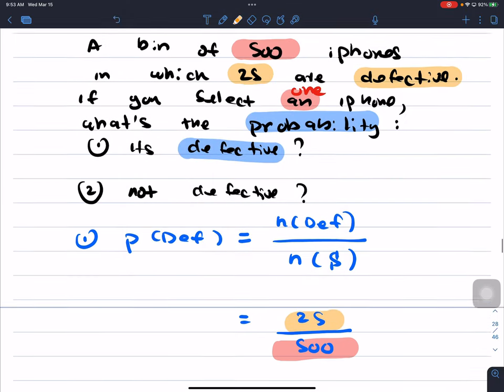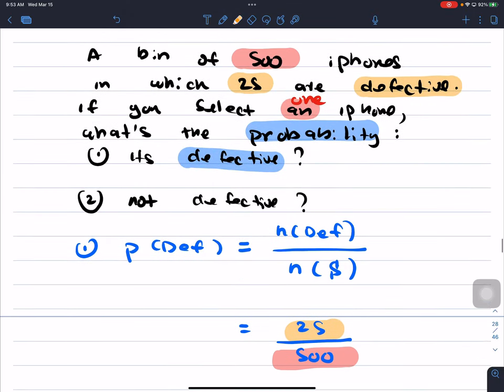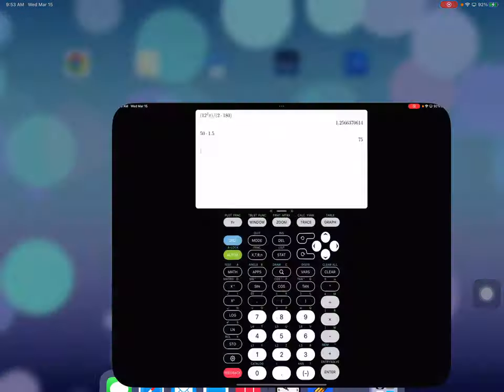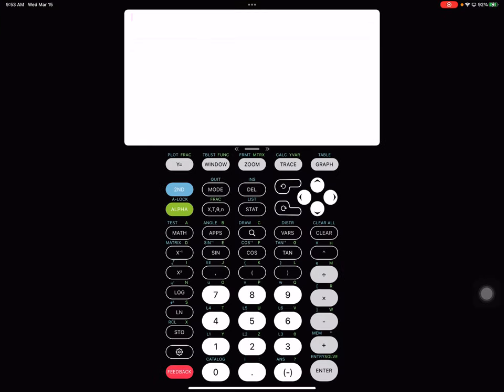Okay, what do you guys think? You guys know what I'm saying? You're using your definition. Now, punch this in your calculator. So I apologize here. 25 divided by 500, what does that give you?